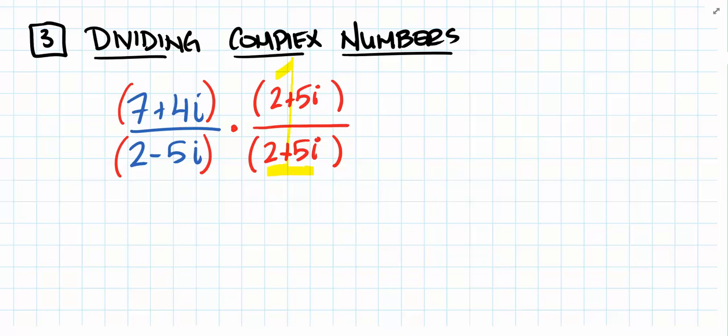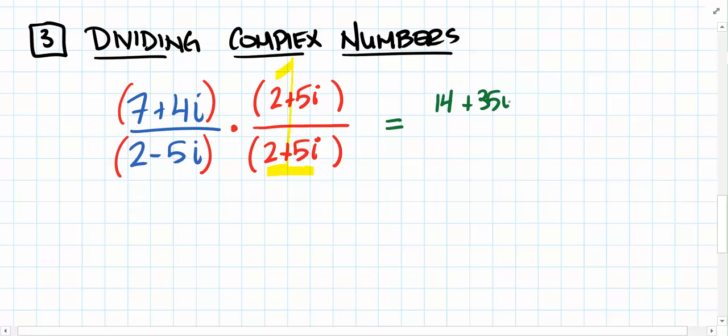Okay, look what happens for yourself here. I'm going to move over here to the right in green. I'm going to multiply the top. So 7 times 2 is going to be 14. I'm just going to use FOIL here. Plus 35i. Plus the inners, which would be 8i, plus the last part, which would be 20i squared. Now, look at the denominator. This is your a, and the 5 is your b.